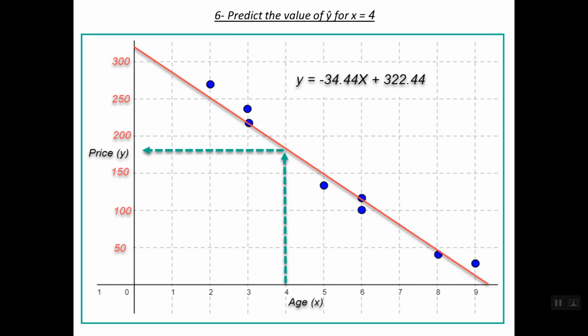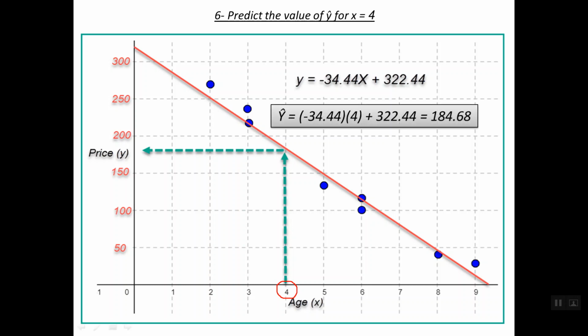Another value to be predicted is the value of y for x equal to 4. See that for x equal to 4, we don't have a record. So simply we can predict for this value, again by using the equation of the regression line and substituting for x equal to 4. So the predicted value for x equal 4 is 184.68.